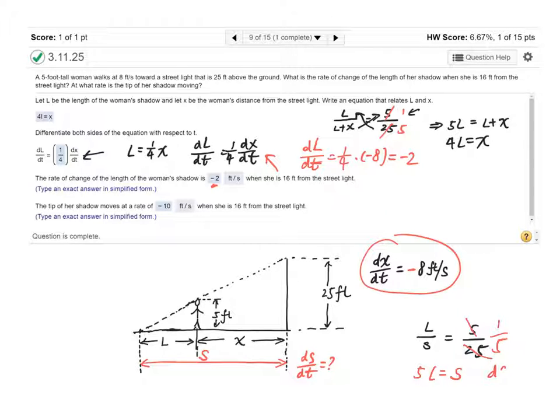Now when you want to find dS/dt, you differentiate both sides, which means 5 dL/dt. What is dL/dt? It is this guy, negative 2. So at the end, I'm gonna plug in negative 2 here. That's how I get to negative 10 for dS/dt. So that's why I get to here. And the units should be feet per second. So this is it.